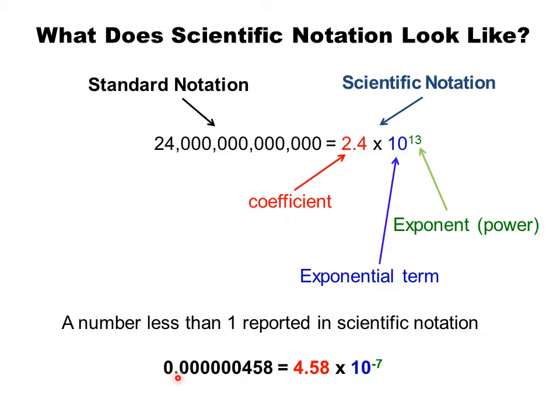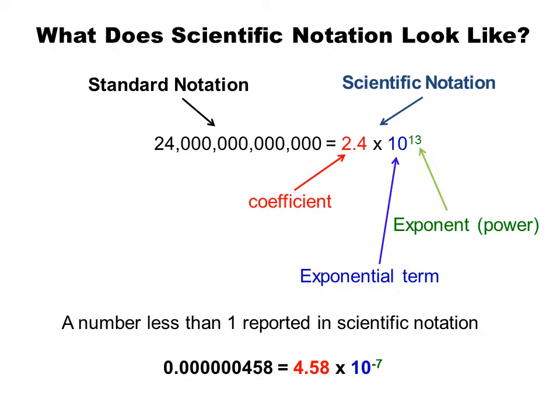Well, here we have 0.000000458. Remember, leading zeros are not significant, so we're only going to focus on this 458. So if we were to report this in scientific notation from this current standard form, we'd move this decimal point 1, 2, 3, 4, 5, 6, 7 places to the right. So we report this number in scientific notation as 4.58 times 10 to the negative 7.